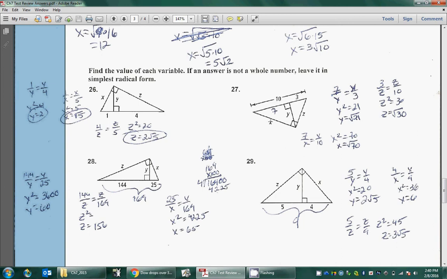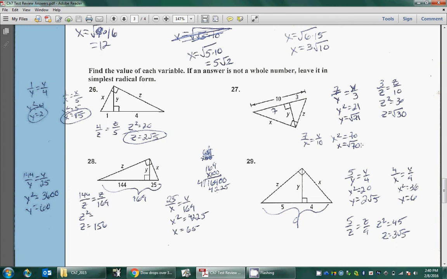For x, you'll notice now it is not touching that piece of 3. It's only touching the 7 and the whole thing of 10. Okay. So now I've got the square root of 7 times 10, which is 70. When I go to break it down, I get 7, 2, and 5. No pairs. So I gotta leave it alone.